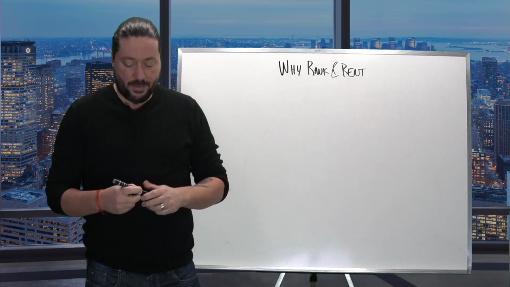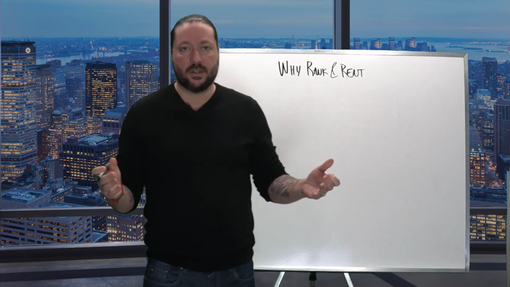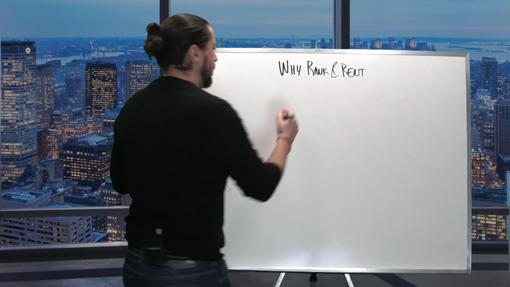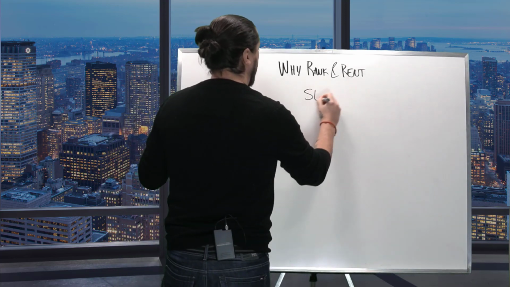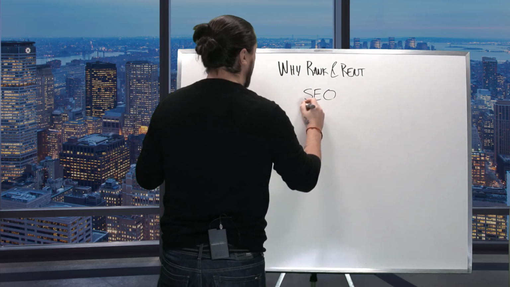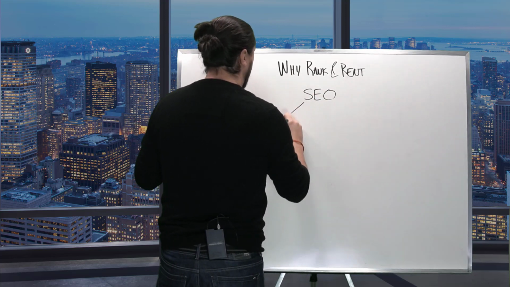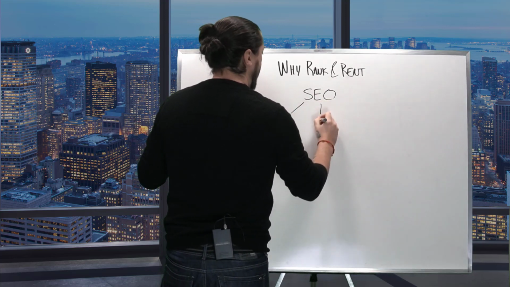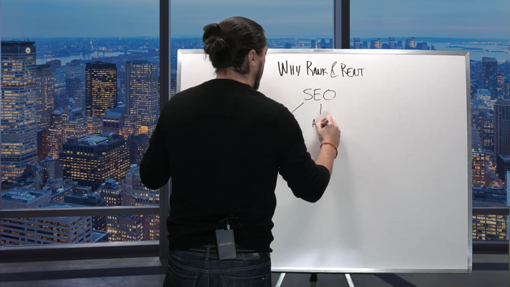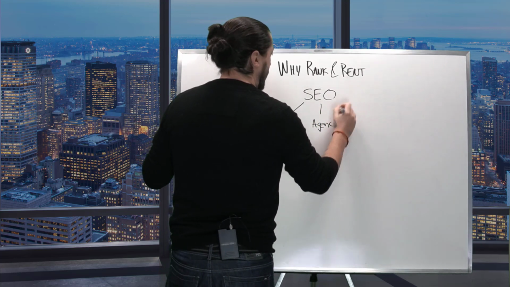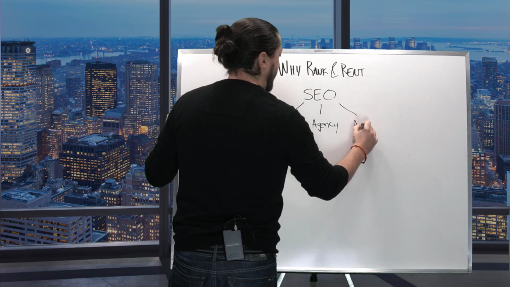So basically, there's three main models of search engine optimization. So let's just look at SEO like this. Okay, we have SEO, and then we have rank and rent, and I'll just do R&R. Okay, we have agency. Okay, and then we have affiliate.